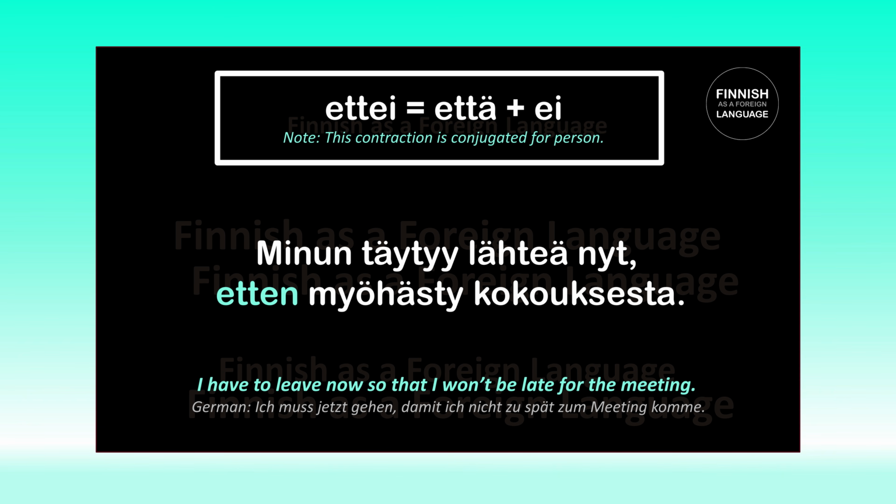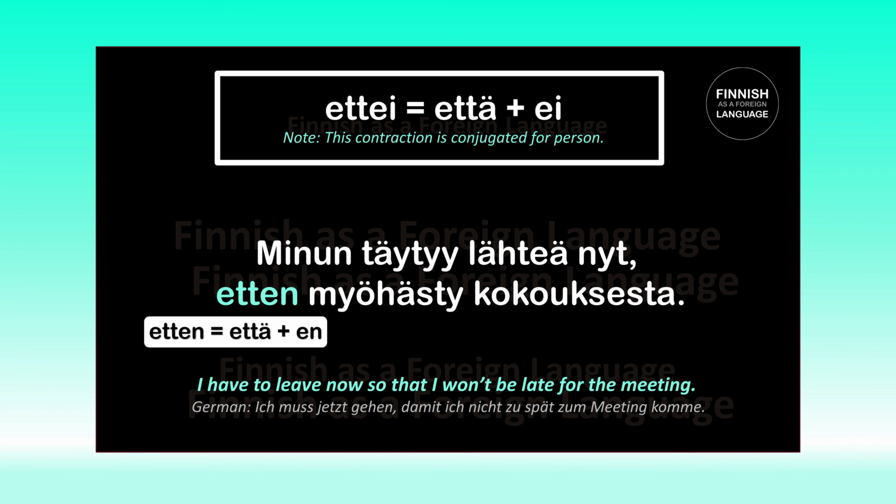Means I have to leave now, so I won't be late for the meeting. Let's go step by step. Minun täytyy lähteä means I have to leave. Here we have a necessity sentence structure. Remember, person in the genitive case plus täytyy plus infinitive verb. Nyt means now. Etten here is a contraction of että plus n. Then we have myöhästy. The basic form is myöhästyä, which means to be late. And kokouksesta is the elative case of kokous, which means meeting.